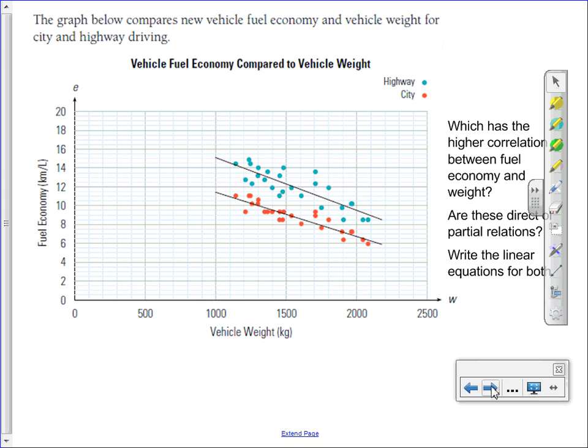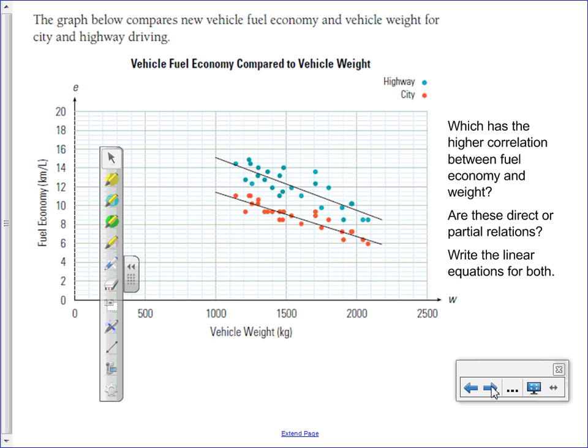And so, again, if we just look at another situation, this is involving fuel economy in two different vehicles, the red being one vehicle and the blue being another. Which is a higher correlation? I would say the red does, because most of the dots are closer to the line than the green or blue colored dots. Are these direct or partial relations? If we were to extend the lines, neither one of them would go through 0, 0, so they're partial.